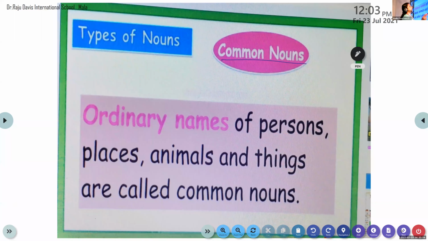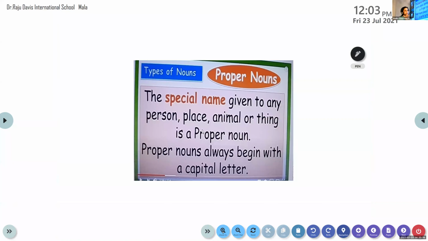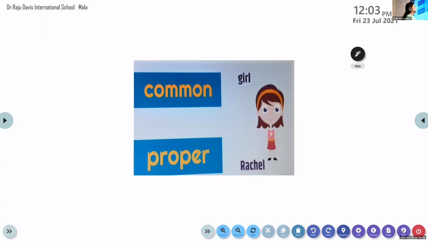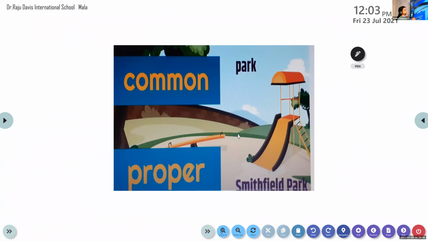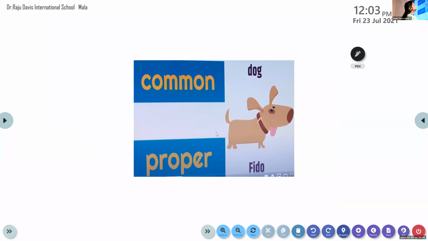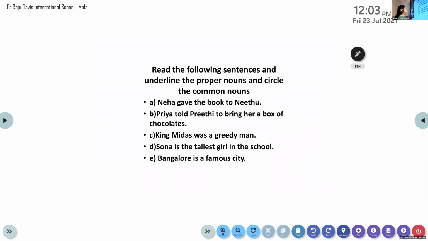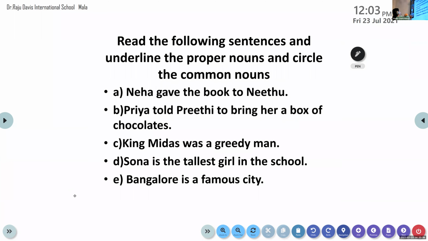Okay. Now let's move on to the proper noun. A proper noun is a special name given to a particular person, place, animal, or thing. And proper nouns are always written in capital letters. So we have seen many examples related to the topic. You are familiar with all these examples, so I'm not going over them. Now let's move on to the exercise part of it. Let me ask you a few questions related to this topic.